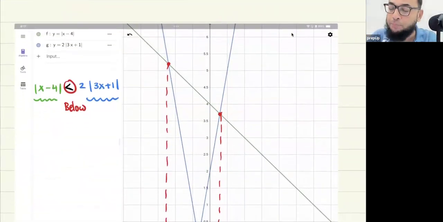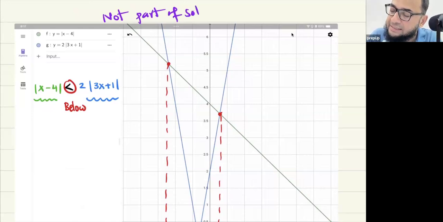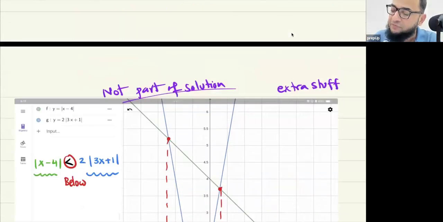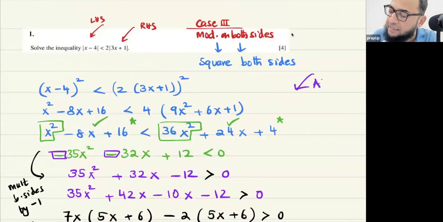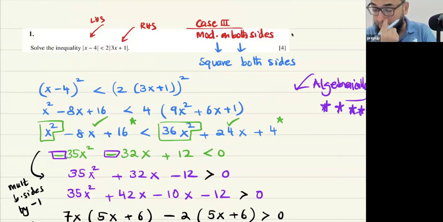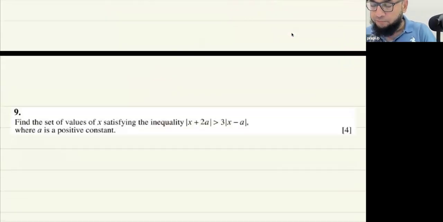It's not part of the solution. Let me remind you, this is not part of the solution. This is something extra. Why? Because we are just solving it algebraically, which is a very nice and neat way of solving it. So this is all good, all clear. So 4 stars for this. All good? So now let's move on.